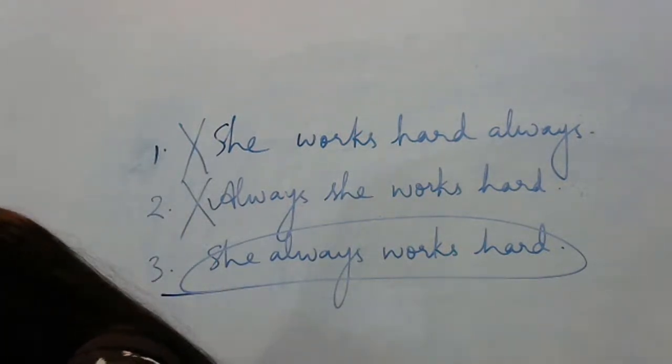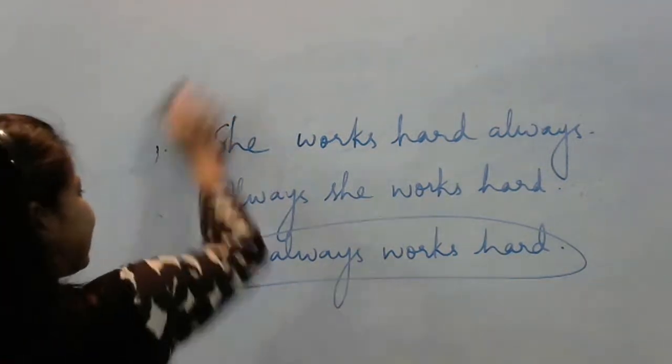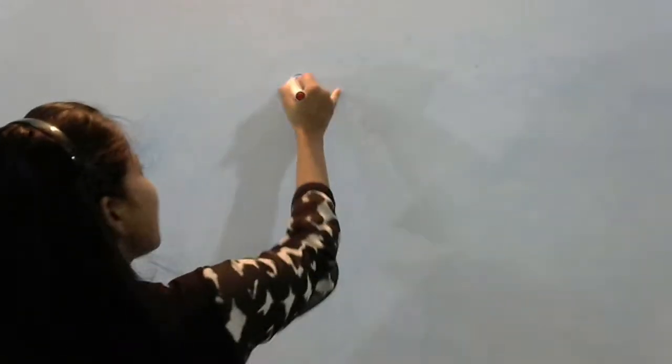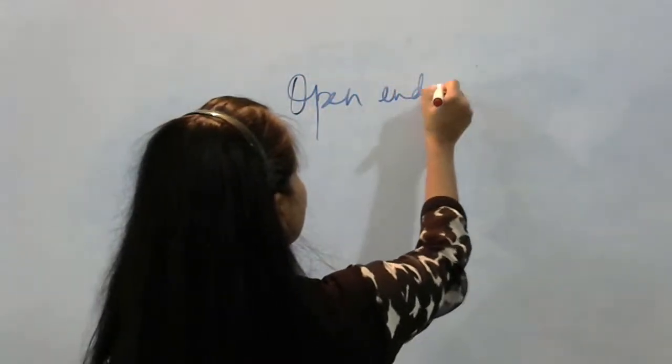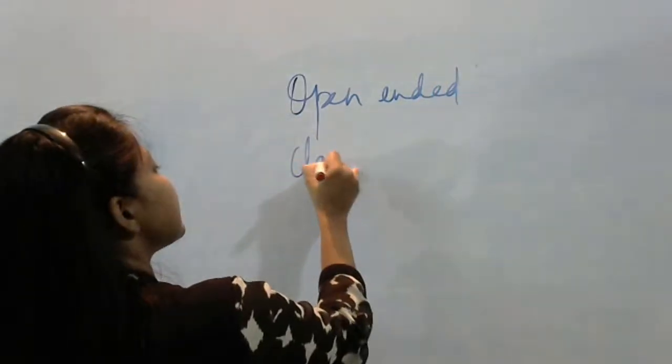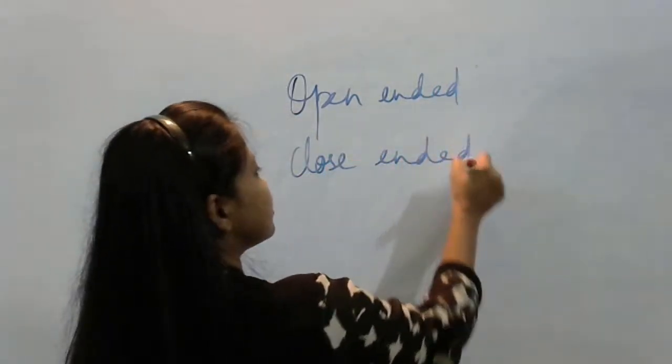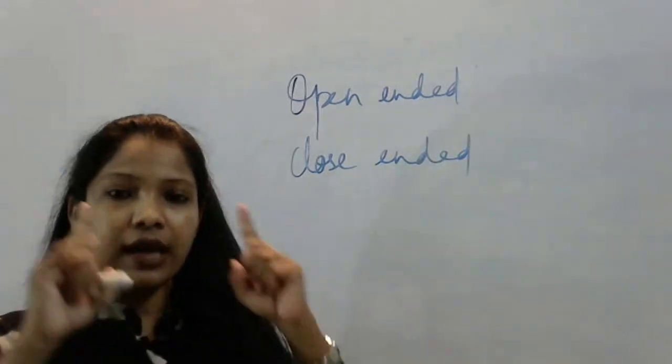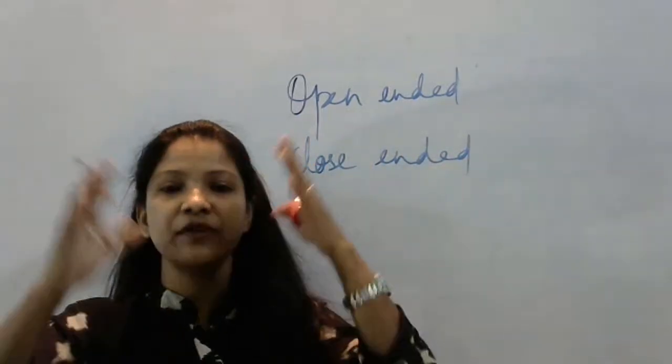Now, coming to framing of questions in simple present tense. We have discussed it in the reported speech session that there are 2 types of questions. One is yes, no, WH. Today I will tell you 2 more new names. One is open-ended question and the other one is close-ended question. Open-ended question, as the word says, open means open for all answers.